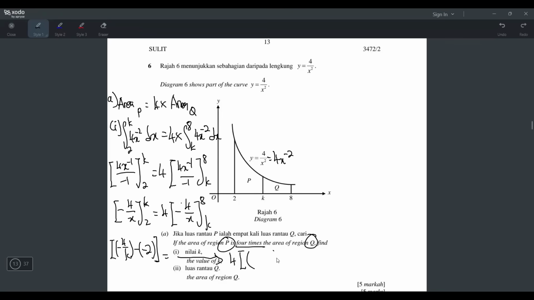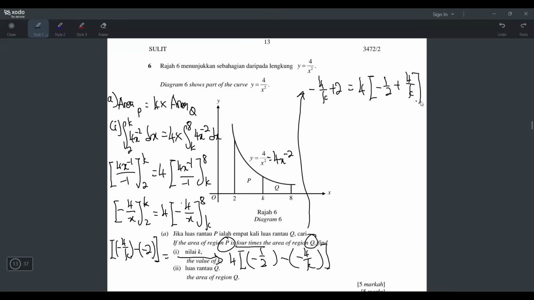And then this one also you have to open two brackets. And then in the middle have to minus. Okay, the first bracket you have to sub 8 inside. So negative 4 over 8, which is negative 1 over 2. And then the other bracket sub k inside, negative 4 over k. Okay, I'll continue here. So what is this? Negative 4 over k plus 2. So just write negative 4 over k plus 2. And then the other side is 4 times. Okay, what is negative 1 over 2 minus negative 4 over k? Minus is plus lah. So big bracket, negative 1 over 2 plus 4 over k like this.